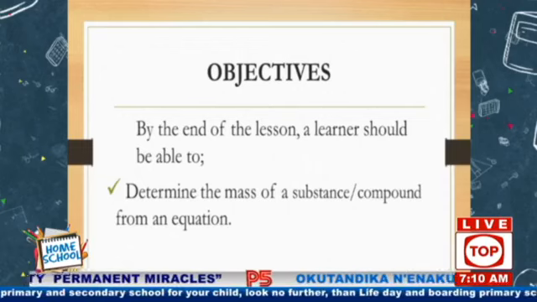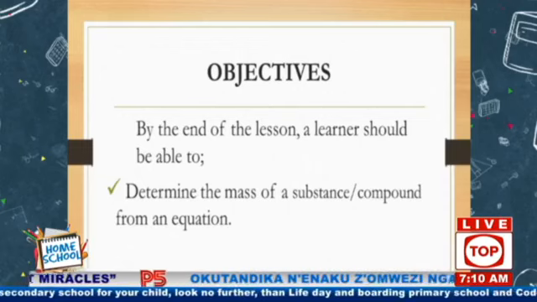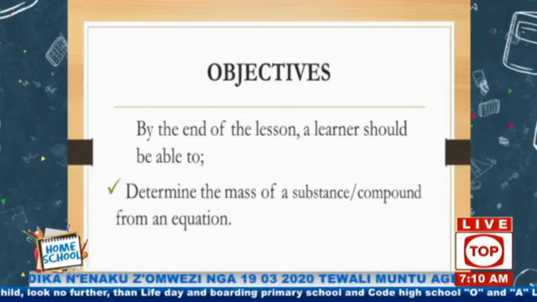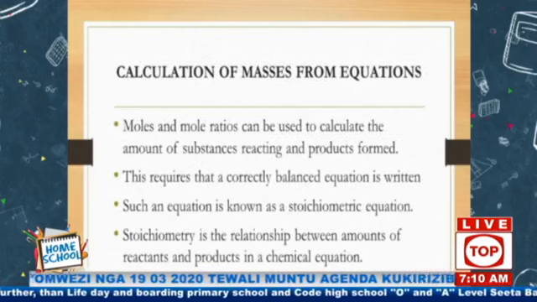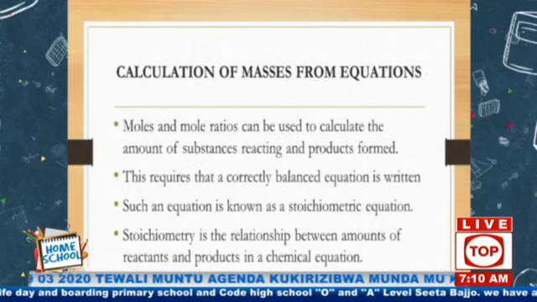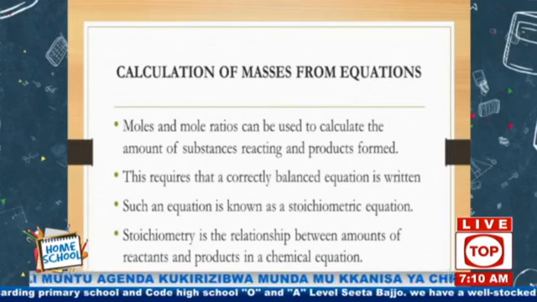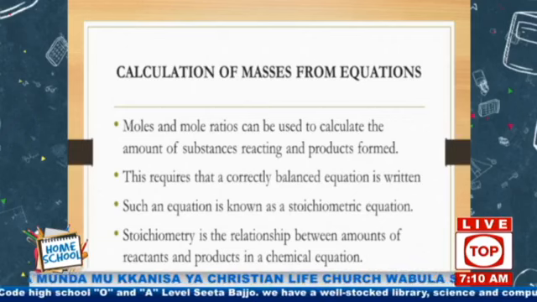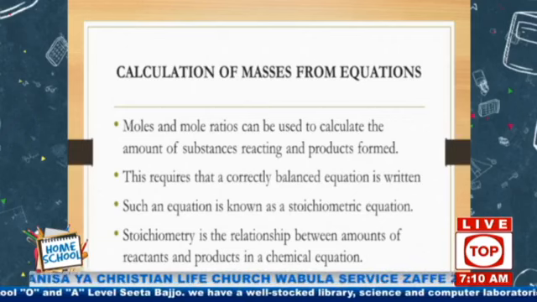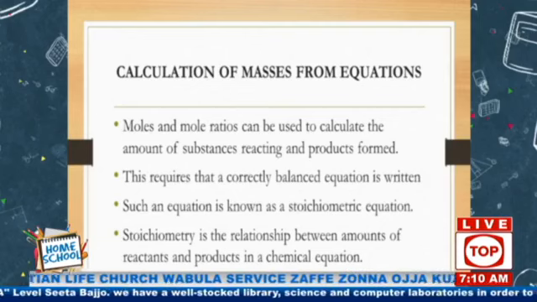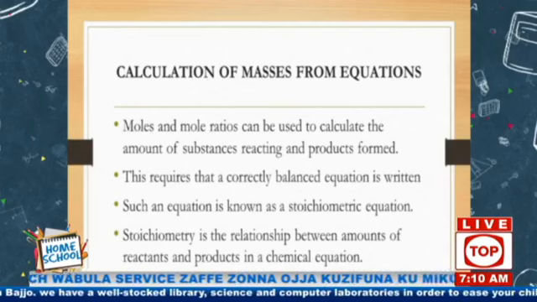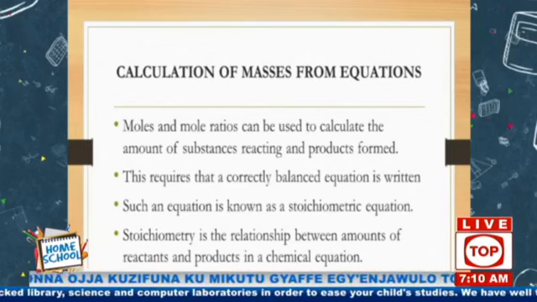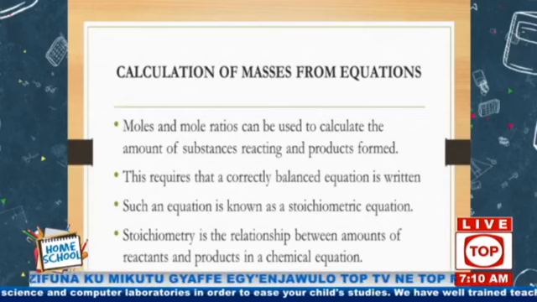You can be able to use the equation to determine its mass, okay? That will lead us to the next slide, where we shall talk about the calculation of masses from equations. Have a look at that slide, okay? We have always said that moles and mole ratios can be used to calculate the amount of substances reacting and products being formed. So by the knowledge of this 1 mole equaling to that one, we can be able to determine the amount of substances reacting or the products being formed.